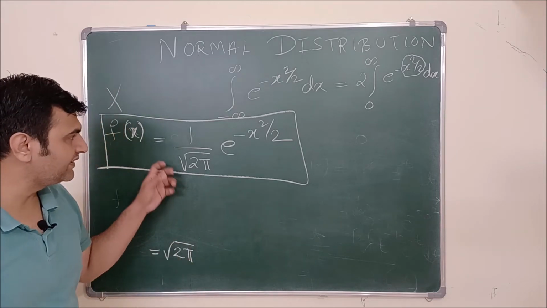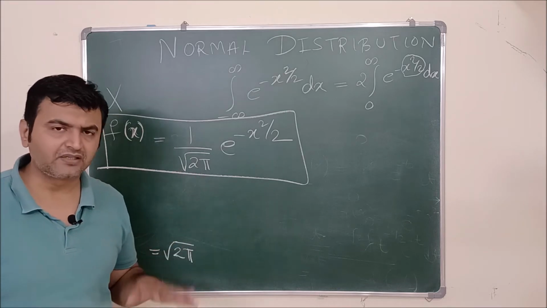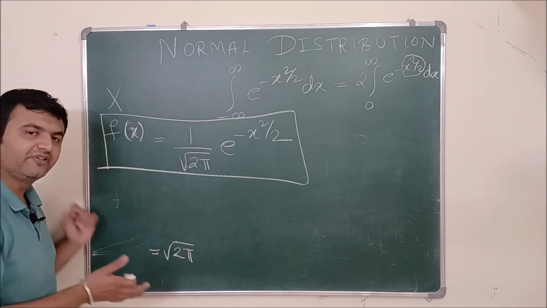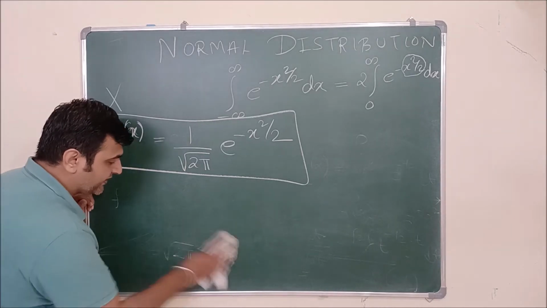Many books I have seen, they simply define it like this, and people wonder why this 1 upon root 2 pi comes into picture. Okay, so now I have given you a good answer. Now this is the probability density function.